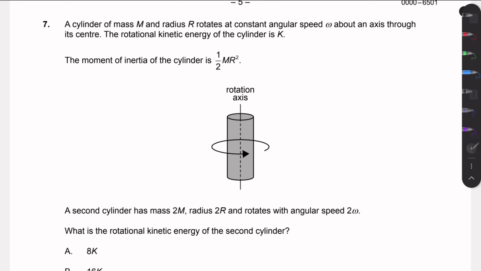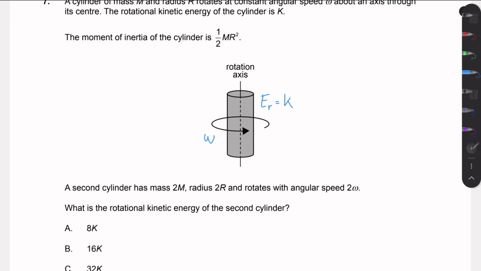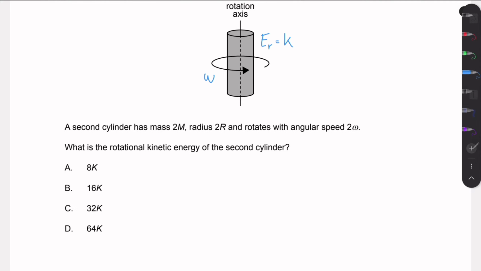And then here we have a cylinder of mass m, radius r, rotating at some angular speed omega. And we know that the rotational kinetic energy is K. And we are also given the moment of inertia formula. And then we have a new cylinder of double the mass, double the radius, and double the angular speed. What is the rotational kinetic energy?